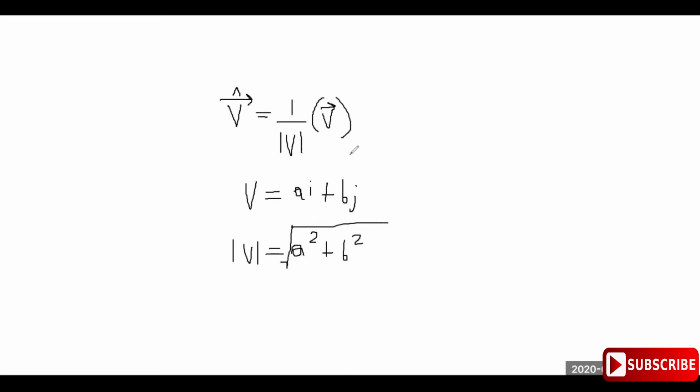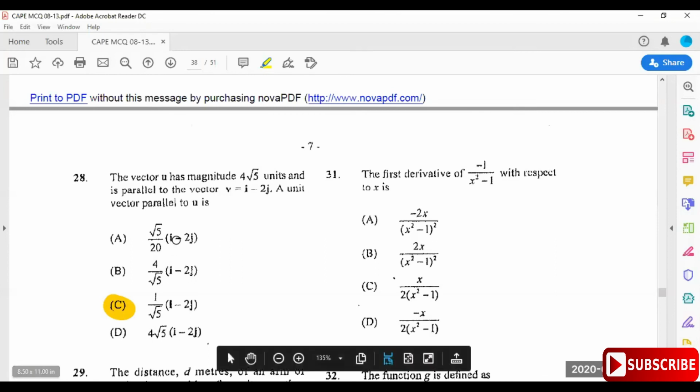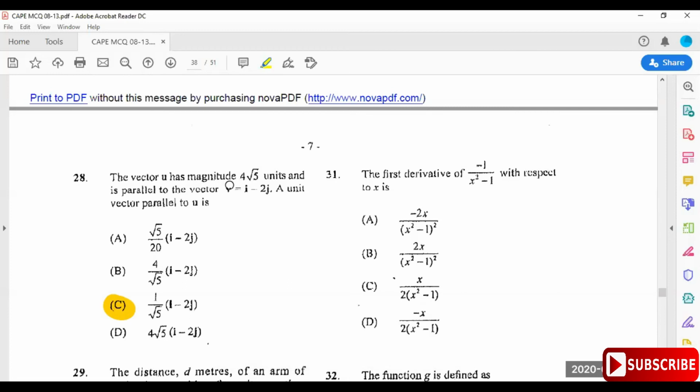There's only one vector right here with a magnitude of 1. Because look at this, all of these vectors are actually parallel to you, because all of them are multiples of you. But the question asks for a vector that is not only parallel to you, but also a unit vector. Also a unit vector parallel to you. And so that's C.